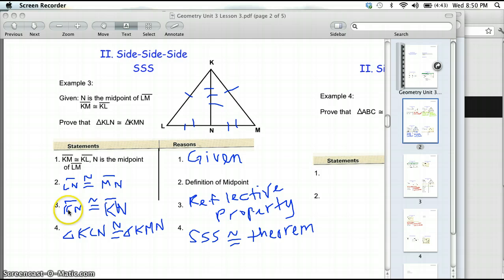So I said that KN was congruent to KN. Here, KN is congruent to KN because of the reflexive property. I now have all three sides of both triangles congruent, so I can say that triangle KLN is congruent to triangle KMN because of the side, side, side congruent theorem.